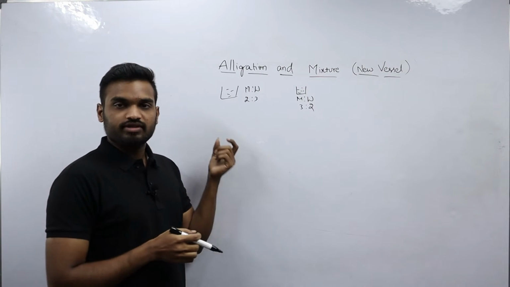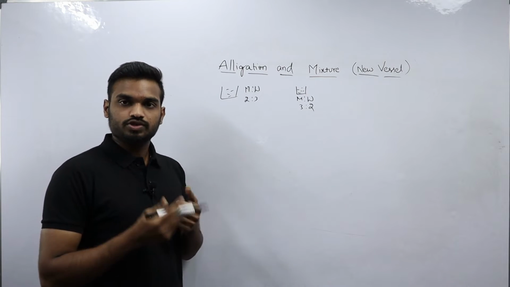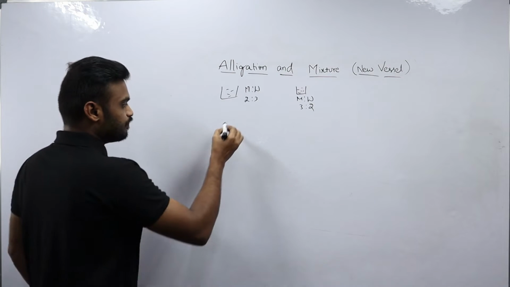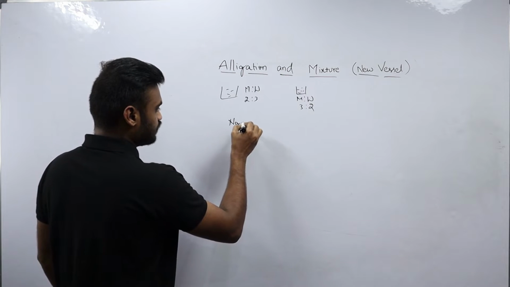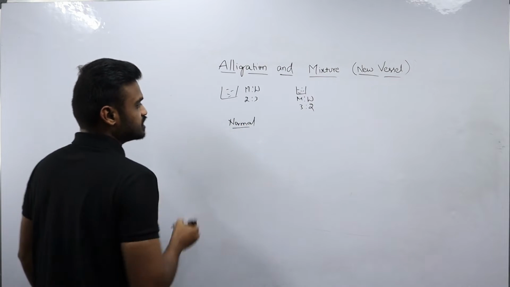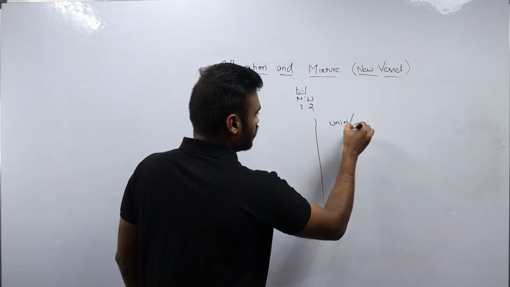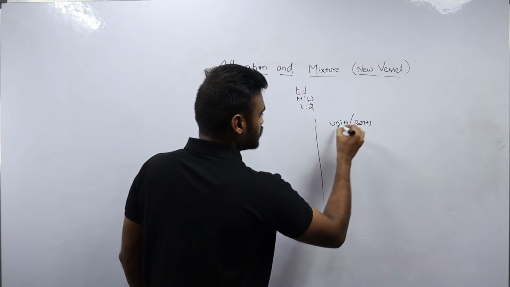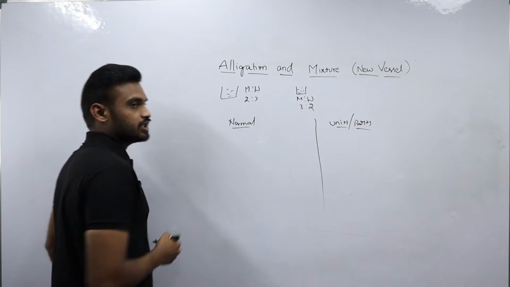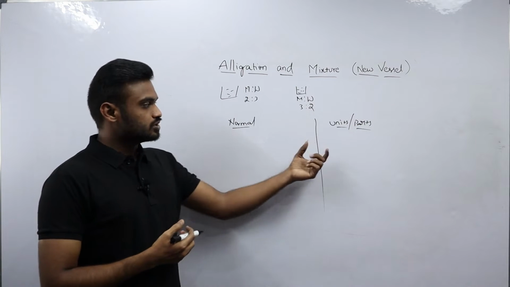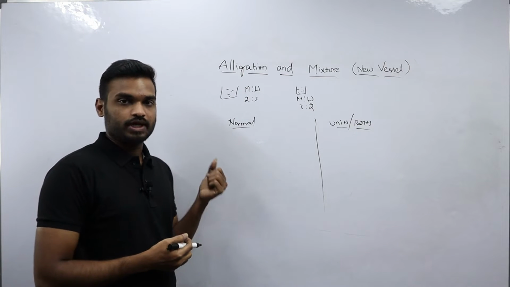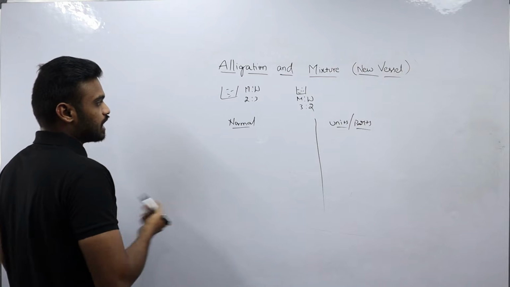To solve this kind of problems we usually use two methods. One is the normal or basic method and another one is the units or parts method. Now I will show you both the methods so you can understand how to use them to solve the problems. First let us see what the normal method is.